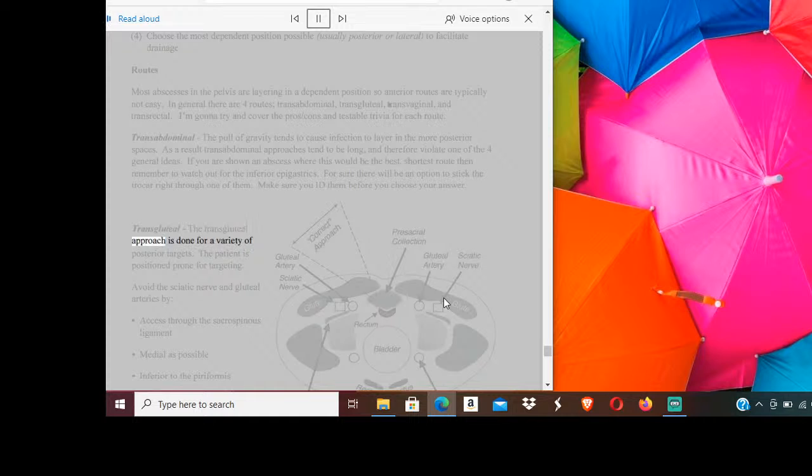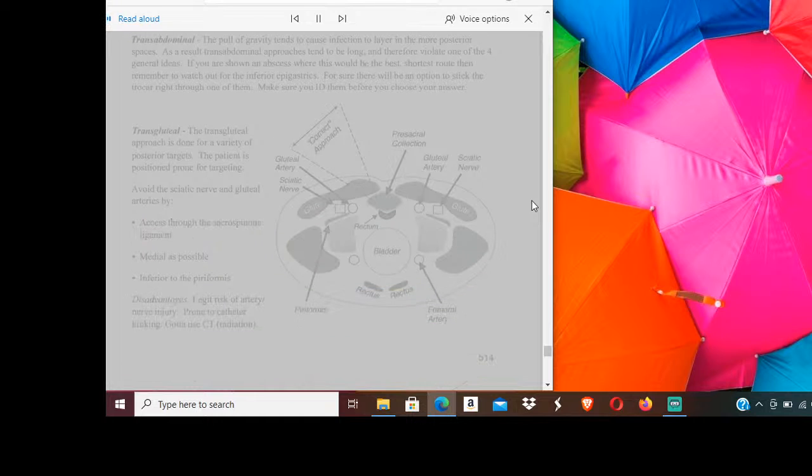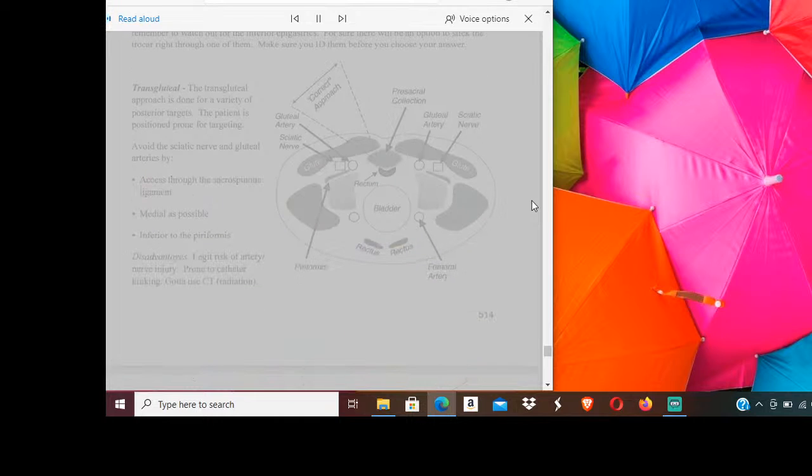Transgluteal. The transgluteal approach is done for a variety of posterior targets. The patient is positioned prone for targeting. Avoid the sciatic nerve and gluteal arteries by accessing through the sacrospinous ligament, as medial as possible, inferior to the piriformis. Disadvantages: legitimate risk of artery or nerve injury. Prone to catheter kinking. You have to use CT, so there is radiation.